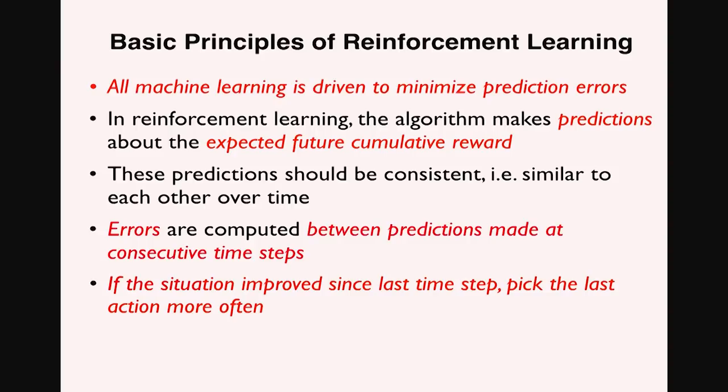Okay? In other words, agents don't like to be surprised. If they're surprised, that's going to generate an error signal. And the agent's going to try to adjust its predictions so that that error goes away. And we're going to look at this in more detail in a minute.